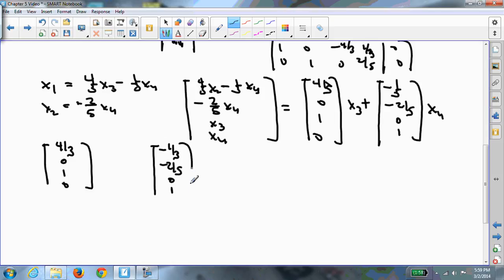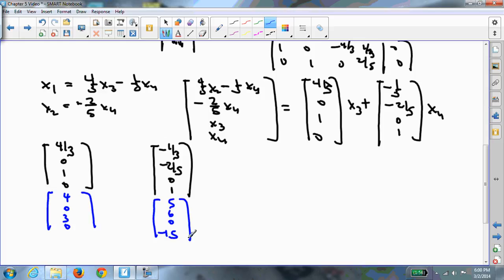Now, a couple of things I'm going to mention. One, since it could be any scalar of this, and I'm not a big fan of fractions, I'm going to rescale this. So I'm going to change this first vector by multiplying by 3 to be 4, 0, 3, 0. And then I'm going to do likewise and change my second one by multiplying by negative 15. So this will be 5, 6, 0, and negative 15.